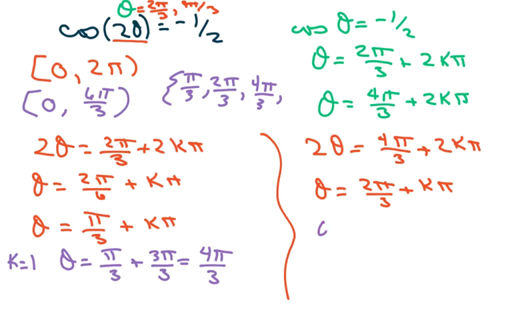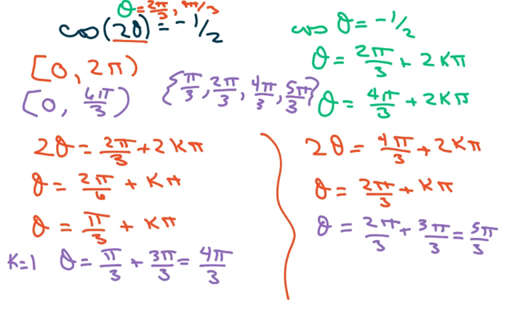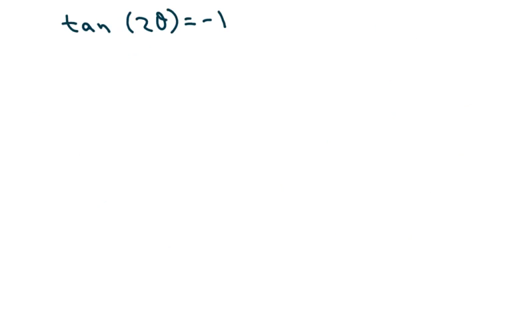And for this one, I'm going to do the same thing, 2 pi over 3 plus 3 pi over 3. And that gives you 5 pi over 3. And you know you can stop there because the next one's going to be bigger than 5 pi over 3, which would be bigger than 6 pi over 3. All right. The next one, we have tan of 2 theta equals negative 1.